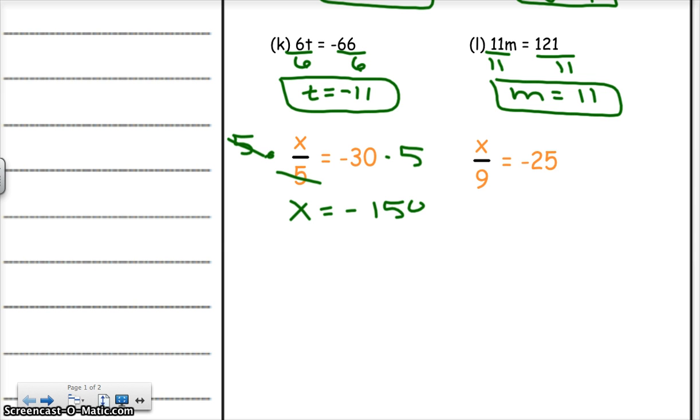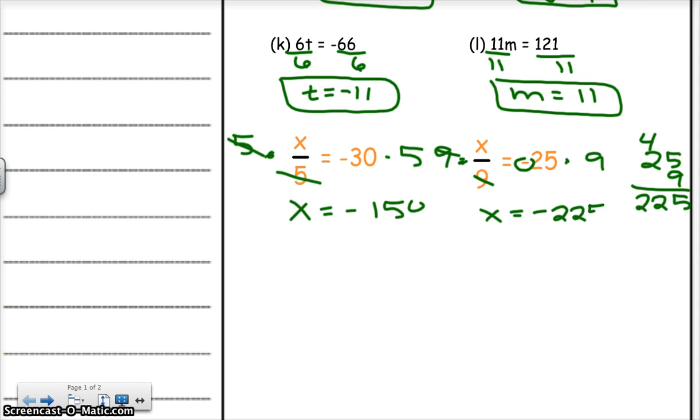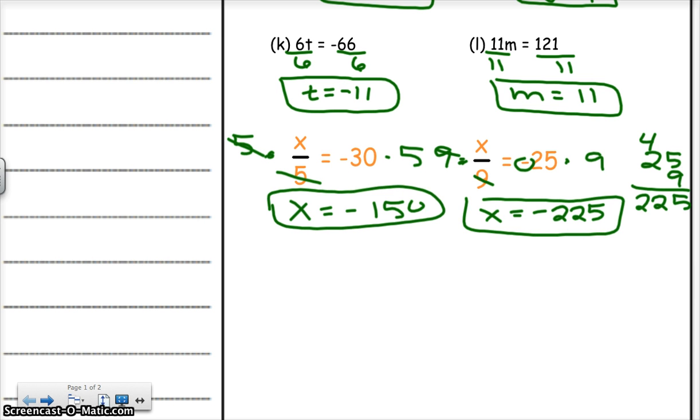X over 9 is negative 25. Over means divide. So I'm going to times by 9. It cancels it out. Times this side by 9 for the balance. Oh, I can't do it in my head. 9 times 2 is 18, plus 4 is 22. And I know it's going to be negative because I have one negative. So x is negative 225. Done. Forgot to box that one off.